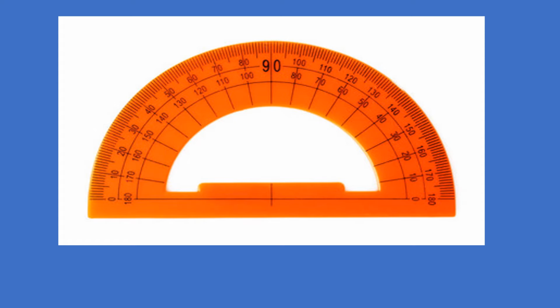As you can see here, two numbers are given: 0, 180, 10. If we start from here, our 0 will start from here. And if we start from this side, our 0 will start from this side. That means this protractor can be 360 degrees. That is a circle, 360 degrees, and this is half of the circle, 180 degrees. So 180 plus 180 equals 360. Got it, children? 180 plus 180 is equal to 360 degrees. So this is the instrument used to measure the angle.